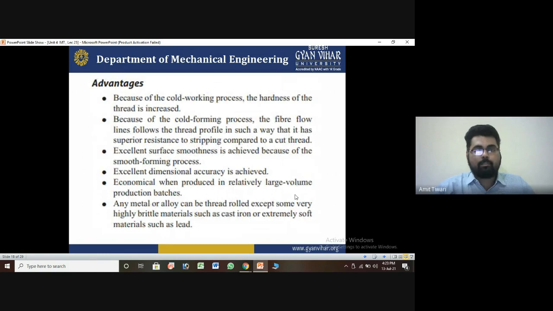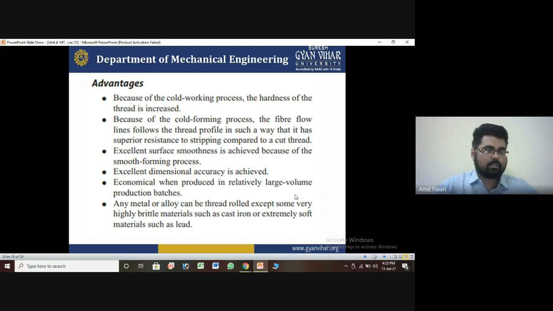Some advantages: first, because of the cold working process, the hardness of the thread is increased. Second, because of the cold working forming process, the fiber flow line and the thread profile are such that it has superior resistance to stripping compared to a cut thread. Third, excellent surface smoothness is achieved because of the smooth forming process. Excellent dimensional accuracy is achieved economically when the products are produced in relatively large volume production batches.